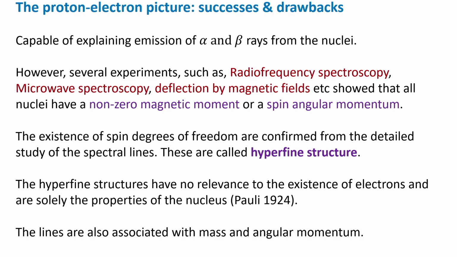So, this proton-electron picture has almost no success excepting one, and there are drawbacks. We will talk about the success first. At least it is capable of explaining the emission of alpha and beta rays from the nuclei. However, other experiments such as radio frequency spectroscopy, microwave spectroscopy, deflection by external magnetic fields, etc., showed that all these nuclei have a non-zero magnetic moment, or they have a spin angular momentum.